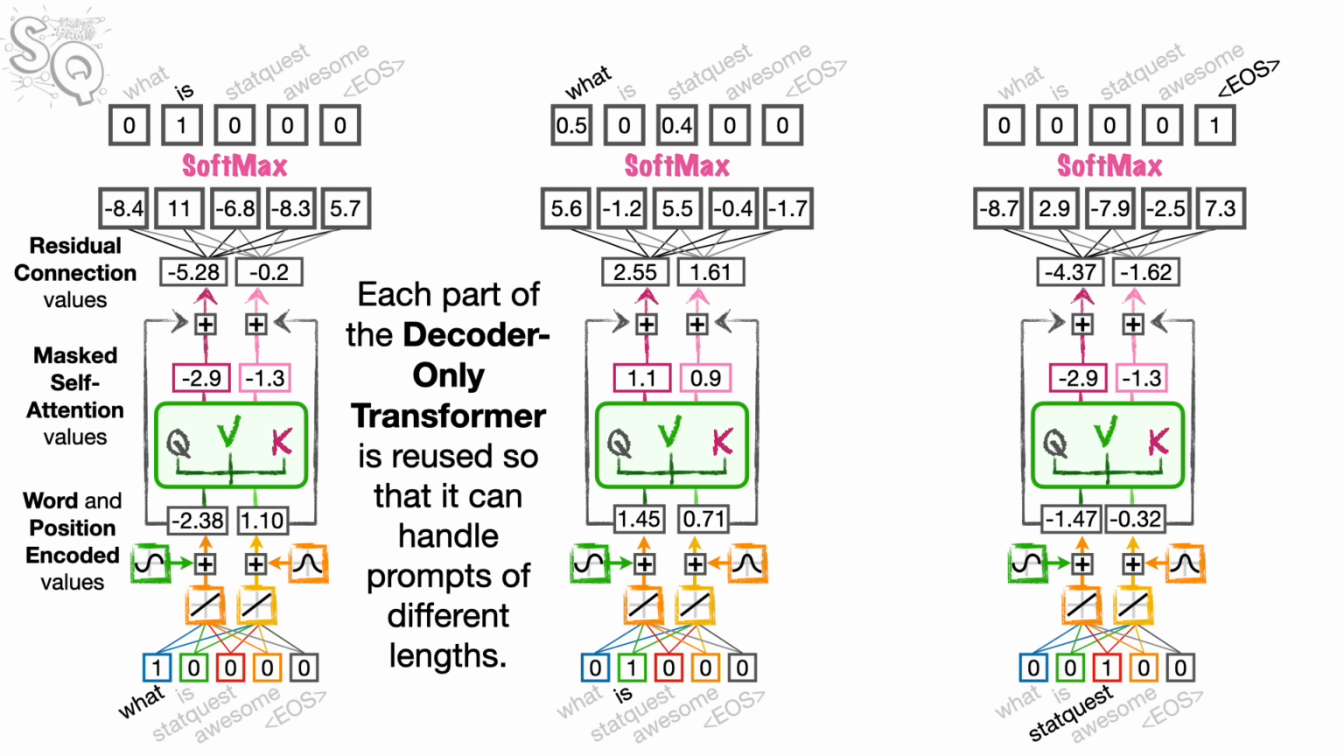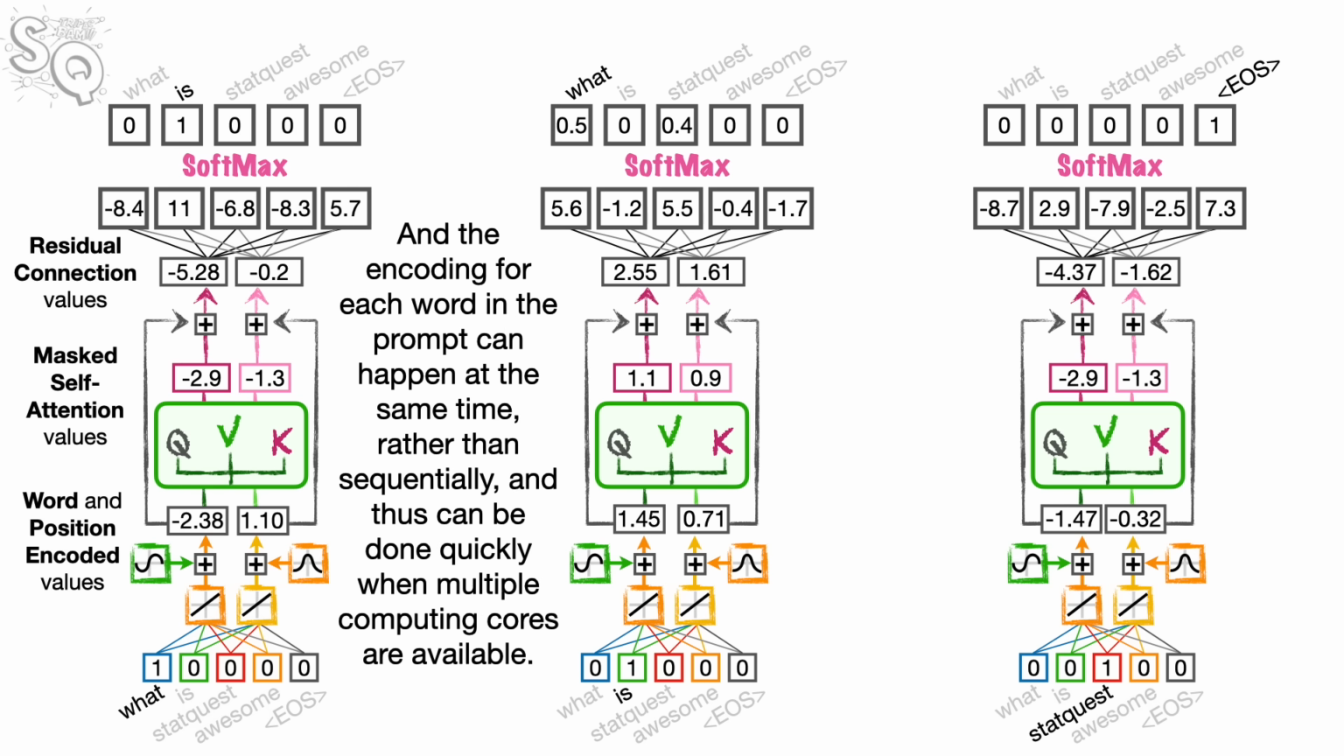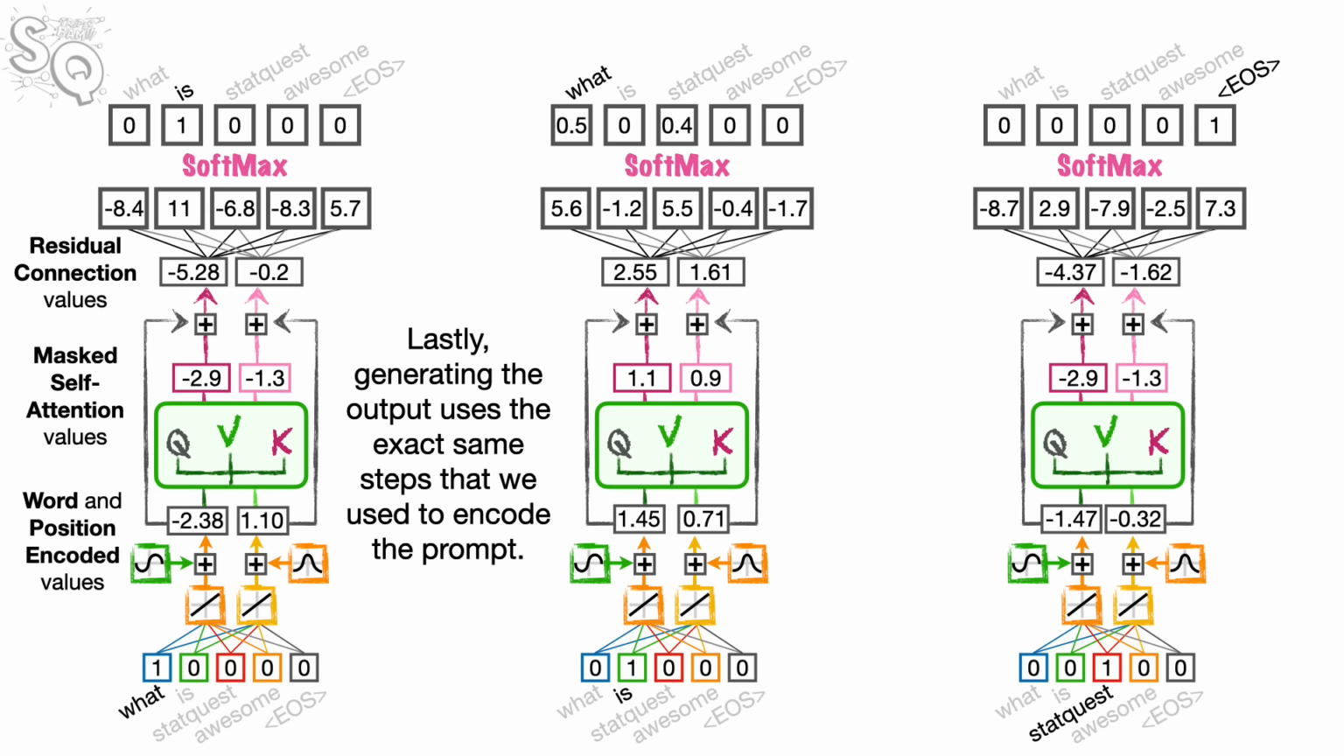Each part of the decoder-only transformer is reused so that it can handle prompts of different lengths. And the encoding for each word in the prompt can happen at the same time rather than sequentially, and thus can be done quickly when multiple computing cores are available. Lastly, generating the output uses the exact same steps that we use to encode the prompt.